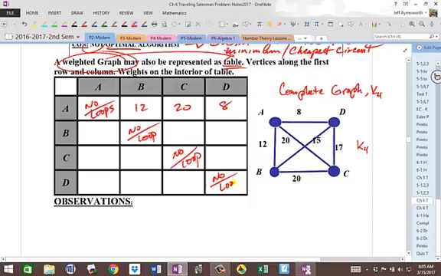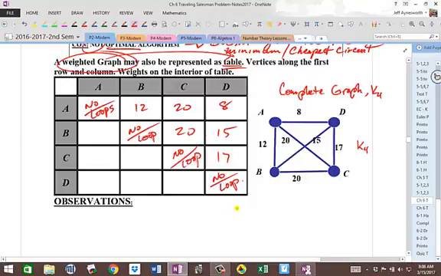Now, if it's not a complete graph, then you may have a loop, but we're not investigating that at the moment because we're looking at K4, a complete graph with 4 vertices. From B to C, weight 20. B to D is 15. And the last one, C to D, is 17.